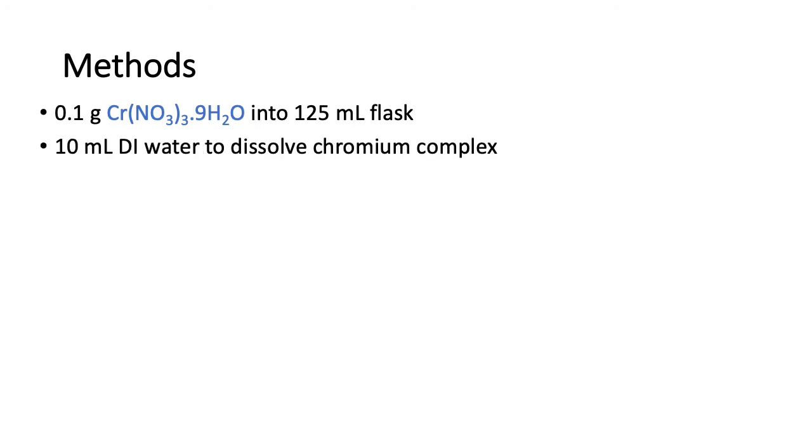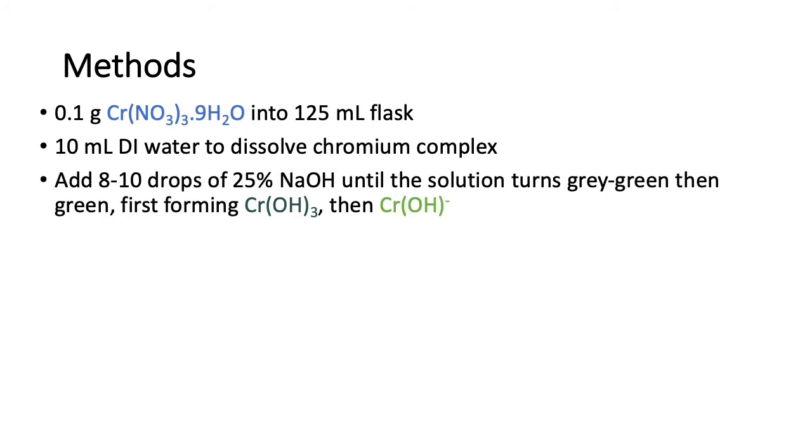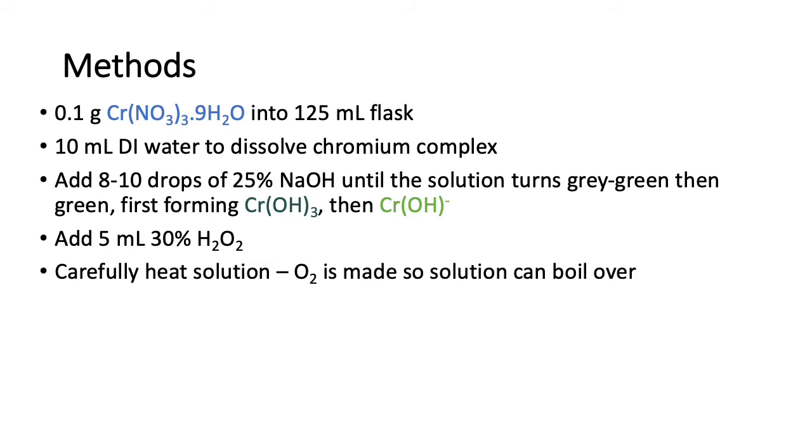So these are the methods for the reaction. You take 0.1 grams of the chromium nitrate and dissolve it in 10 ml of water. Then you add 8 to 10 drops of 25% sodium hydroxide until the solution turns grey-green, and then green. Then you add 5 ml of 30% sodium hydroxide.